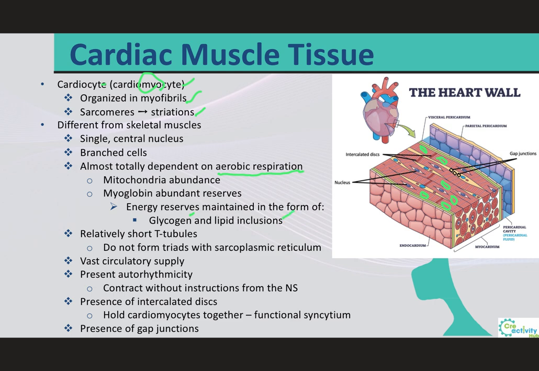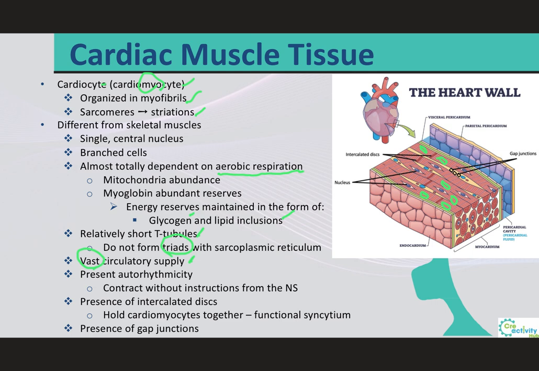Then we can say that they will have relatively short T tubules, and these will not form the triads with the sarcoplasmic reticulum as we saw them in the skeletal muscle. Also, we can say that the circulatory supply of the cardiac muscle tissue is going to be more extensive even than that of the red skeletal muscle tissue, which makes sense since the heart is going to be continuously contracting.